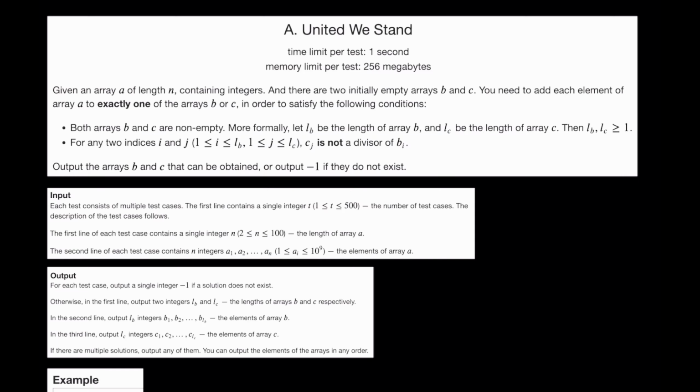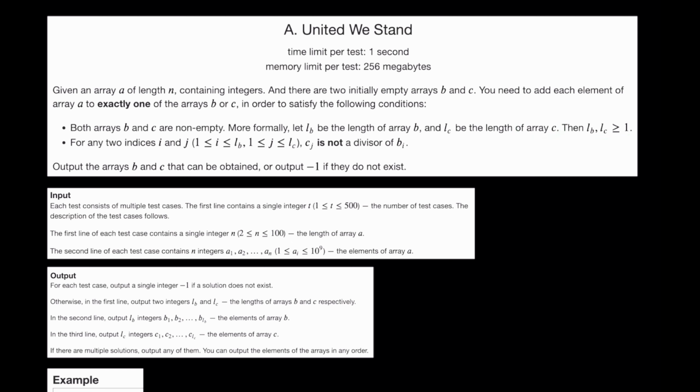Let's first read the problem statement. Given an array A of length n containing integers, there are initially two empty arrays B and C. You need to add each element of the array A to exactly one of these arrays in order to satisfy the following conditions. So let's read the conditions. Both the arrays B and C are non-empty. More formally, let LB be the length of array B and LC be the length of array C.